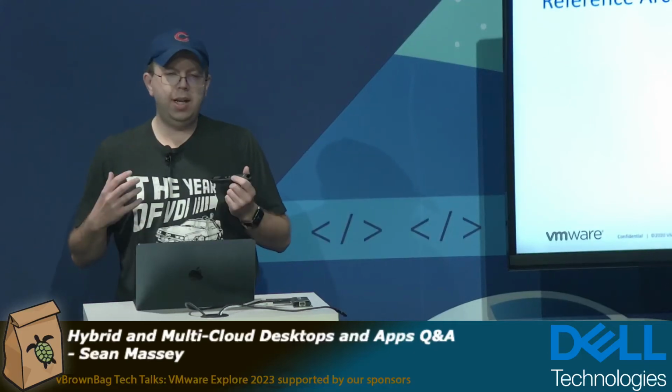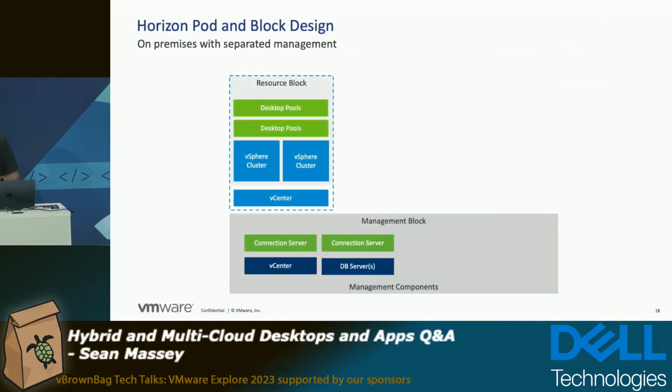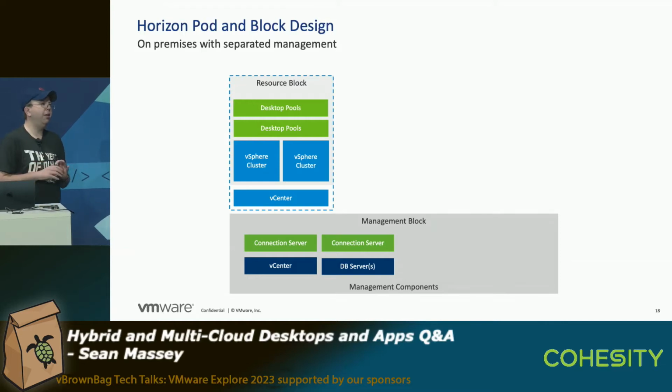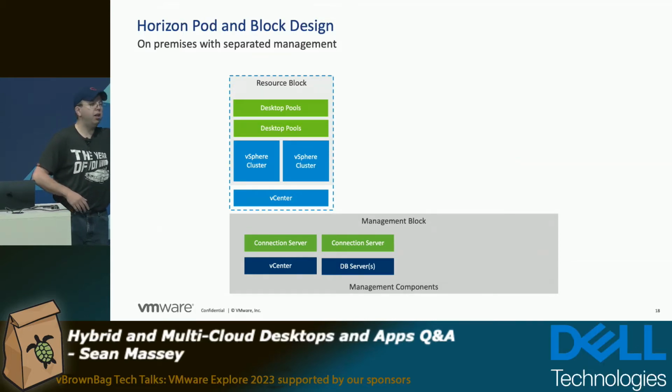So what does a multi-site or multi-cloud Horizon reference architecture look like? Before I talk about that, I just want to level set on our typical Horizon reference architecture components. And we do something called the block and pod design. The block and pod design is where we have a management block, which is this bottom layer here, of our connection servers, our vCenter, our database servers, and anything that's really going to support the Horizon deployment. This is all the management stack.